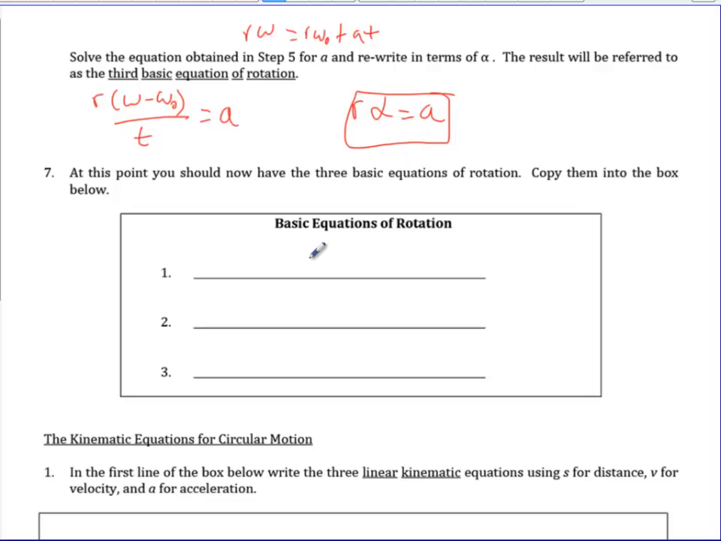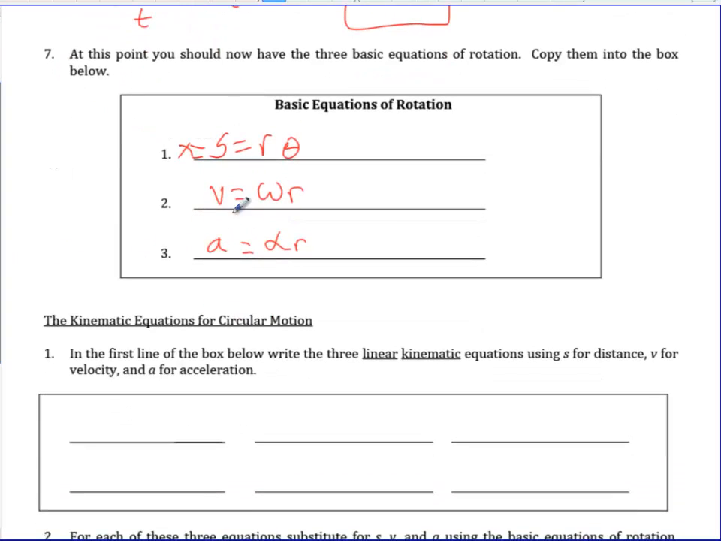So if we put all this together, what I have is s, which is really x. So I'm going to put that in there. x equals s equals r theta. I also have omega times, well, let's just write these in the same order. v equals omega times r, and a equals alpha times r. So if I have the rotational part and I want the linear part, I just have to multiply by the radius. That's all this is saying.